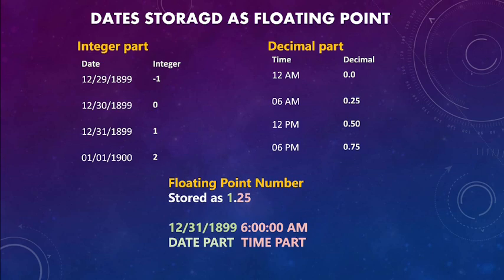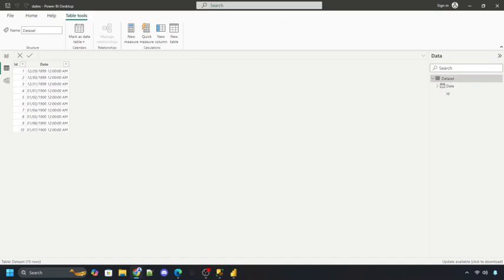Let's look at some more examples by adding and subtracting dates using DAX. We are taking one small dataset which has 10 dates starting from 29th December 1899 to 7th January 1900. Let's add a new calculated column by converting the date into an integer and see what values it generates. For creating a calculated column, select the dataset, right-click and select New Column.